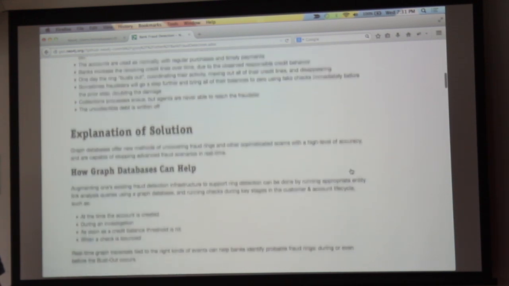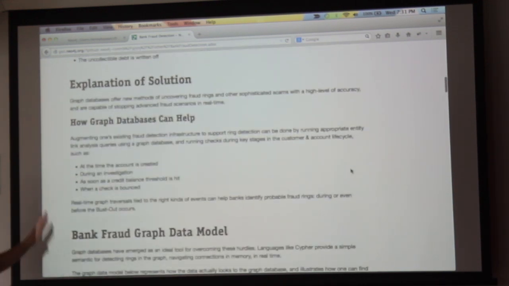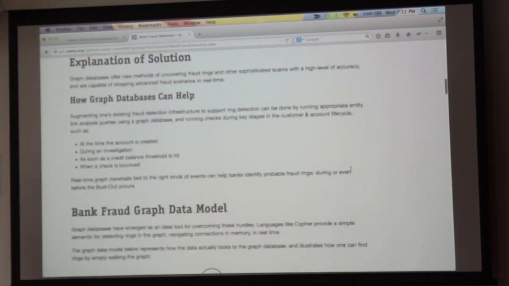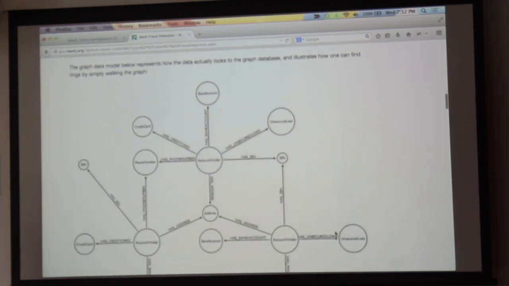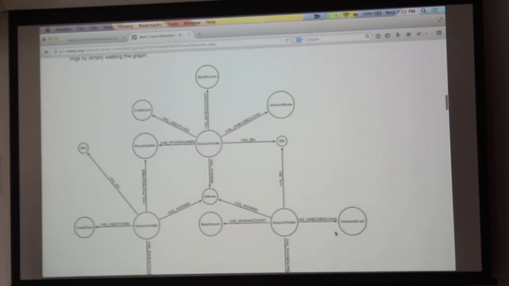And so I go through, I explain the scenario, and I talk about how graph databases can help. So exactly how do I plan to, in this case, identify fraud rings, which is an attribute of the fraud in this first-party bank fraud. So here we have this graph data model that I've constructed that describes that.